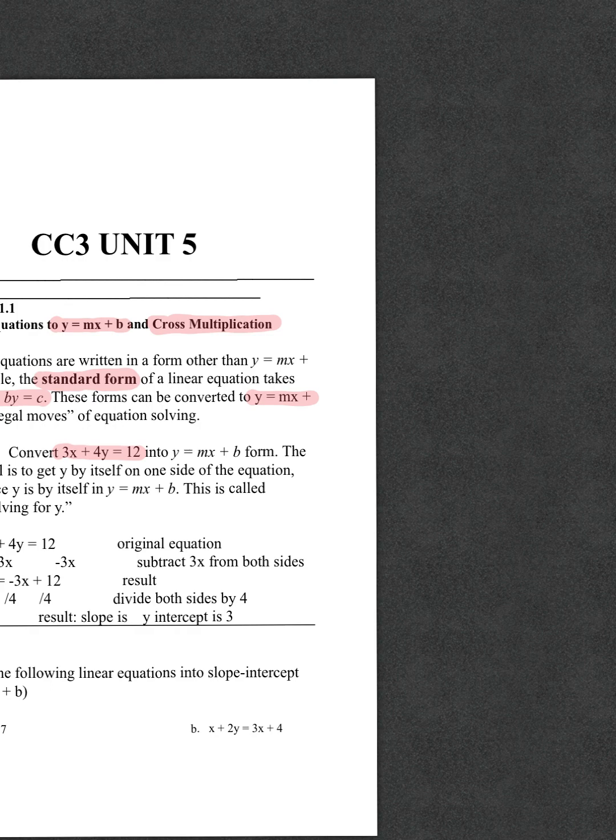The goal is to get y by itself on one side of the equation. Since y is by itself in this form, this is called solving for y. Of course, we can say solve for x, and you would do the same thing. So I'm going to work on this side over here, and write all the information on that side. The goal and the idea is to what I call unravel it, like peeling an orange, unravel your variable to get to where the variable is by itself.